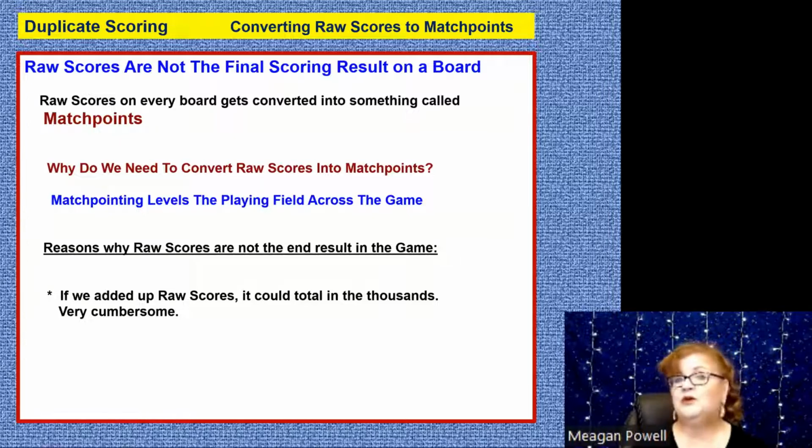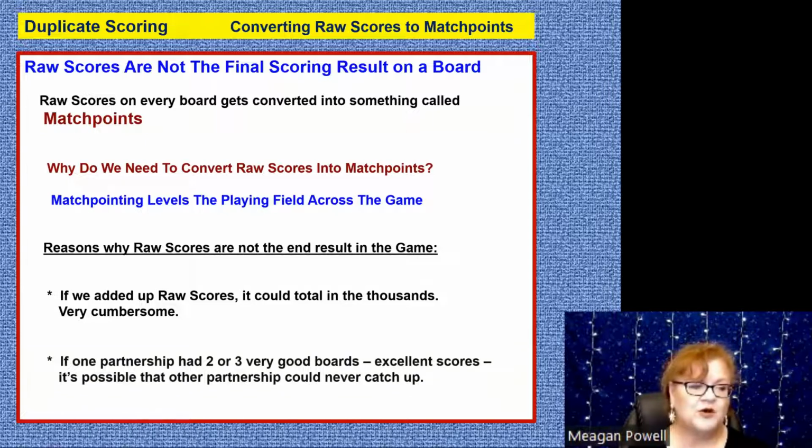Now, the truth is the computer will do this for you. But in the old days, we used to have to do it by hand. And that could take some time if you were using these really large numbers. So the first reason is that we needed to find a way to make the scoring just a little more manageable. Another reason why we do this conversion to match points.